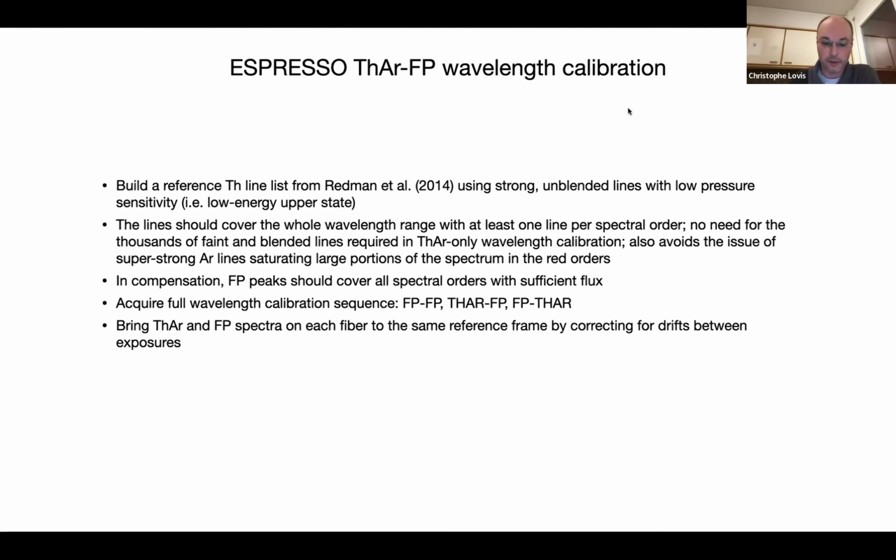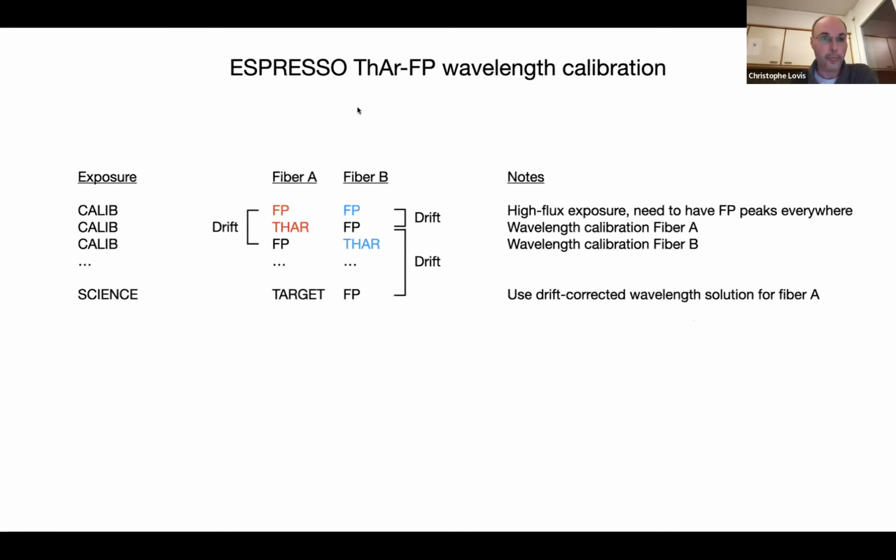And so the general scheme is the following. You have these 3 calibration exposures: FP-FP, thorium-FP, FP-thorium. The first FP-FP exposure should be a high flux exposure, because you need to be able to fit FP peaks everywhere on the spectrum. Then the thorium-FP exposure is used to perform the wavelength calibration of fiber A. For that, we are going to use the thorium spectrum and the FP spectrum from the previous exposure.